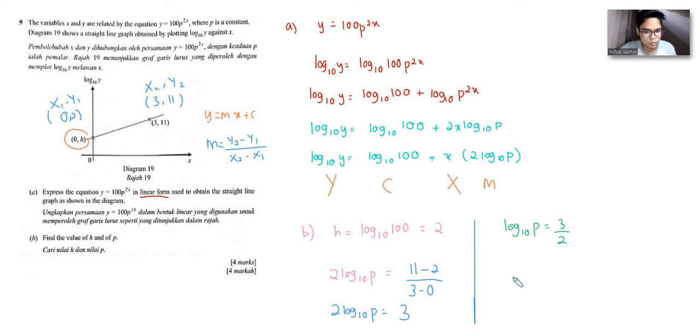Previously, in another lesson, we learned that a^x = n is equivalent to log_a n = x. From here, we can change this logarithm into indices form. Our answer would be p = 10^(3/2), which is equivalent to 31.623. Alright, so that's the end of the question.